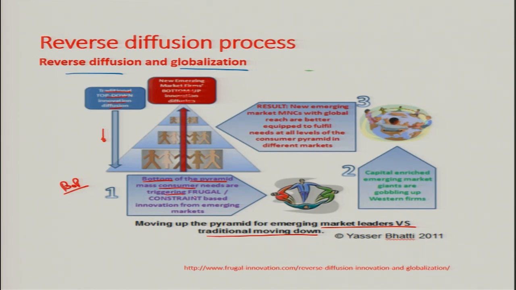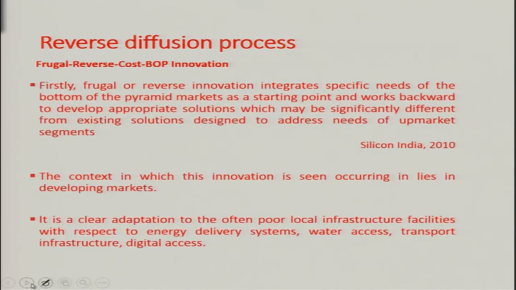triggered using frugal or constraint-based innovation from emerging markets. So this results in new emerging markets with global reach, which are better equipped to fulfill the needs at the levels of the consumer pyramid in different markets. And this is taken from a reference. You can read the work by Yasir Bhatti to have more information on this.